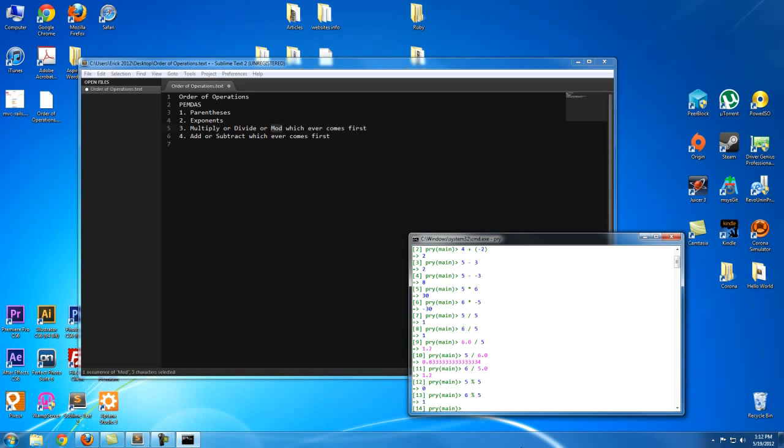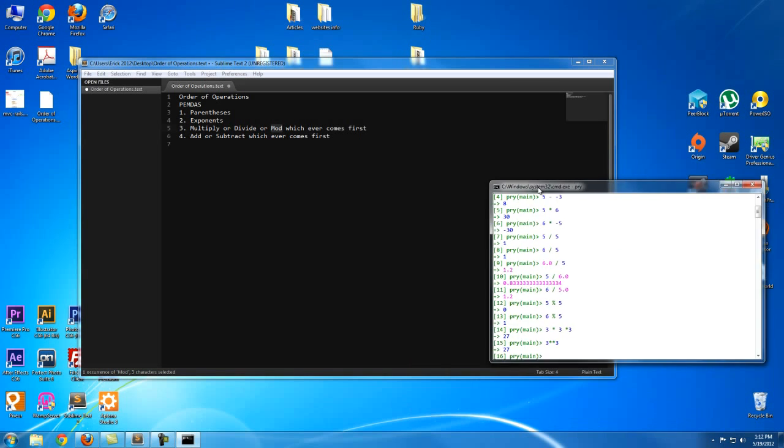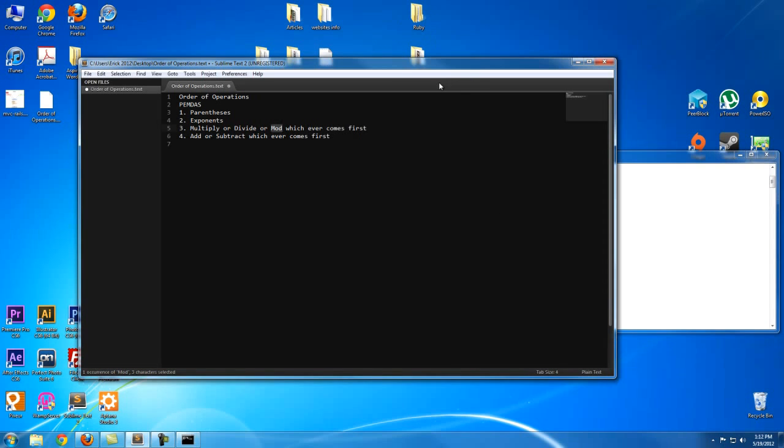That's the modulus operator. We could also do exponents. So if I wanted to ask what's 3 to the third power, 3 times 3 times 3, we get 27. I mean, 3 to the third power, same thing, 3 times 3 times 3, 27. Okay, so that's pretty much all the arithmetic operators in Ruby. Let's go to our order of operations.